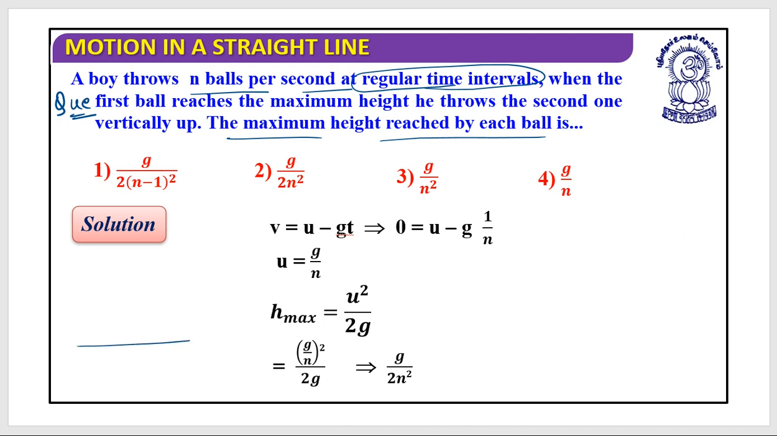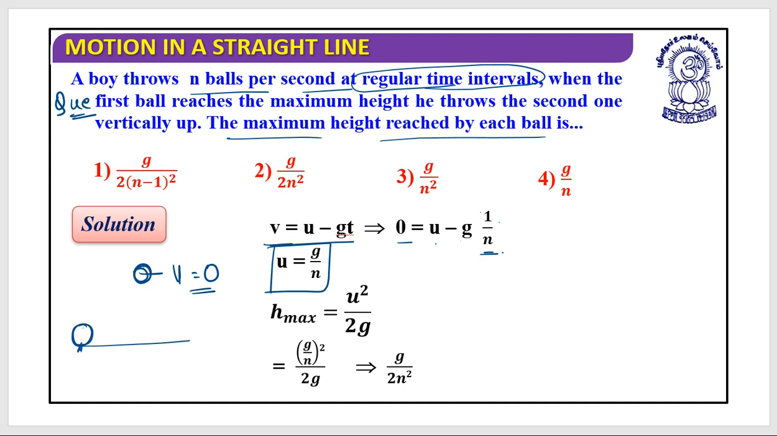So the situation would be something like this. He has n number of balls. He is going to throw n balls per second, but he is releasing this one when the previous one is at the maximum height. So at this height, the final velocity of this ball will be 0. And if it is 0, what I can write is v equals u minus gt, and I know that it's n balls per second, so in t seconds, it would be 1 by n. So 0 equals u minus g into 1 by n. So what I can have is u equals g by n.